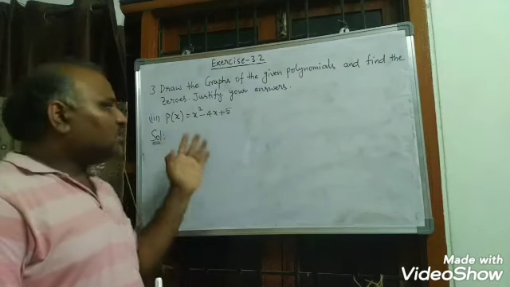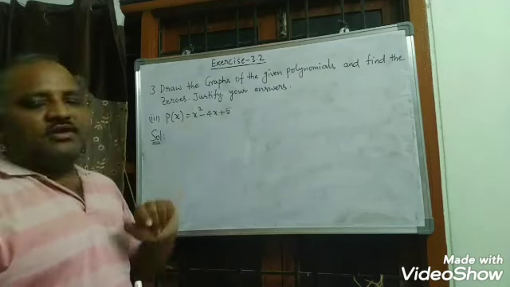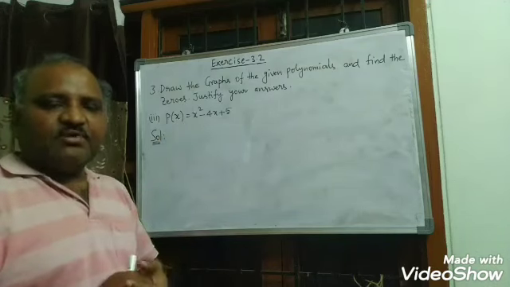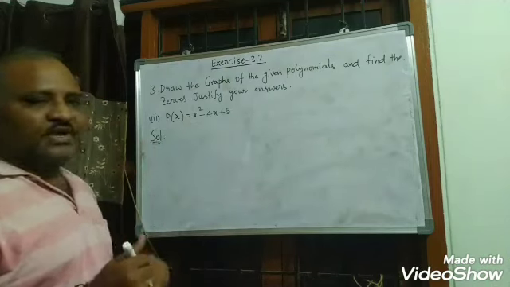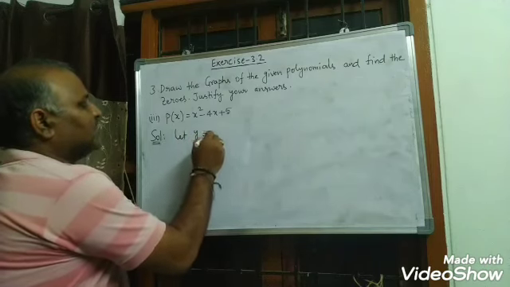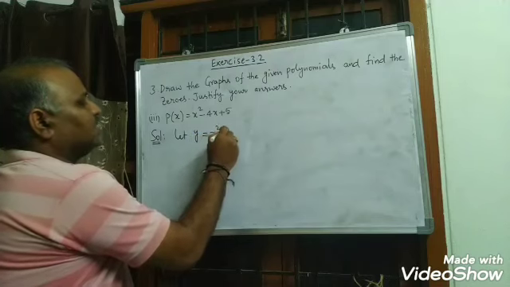Every time to draw the graph of any polynomial which is in a single variable, we need to take another variable, that means a second variable, to represent the total polynomial. So here, in place of this p of x, let us consider y equal to x square minus 4x plus 5.